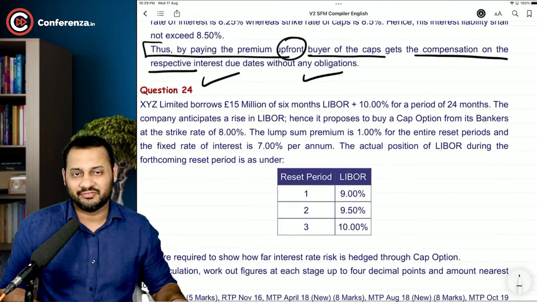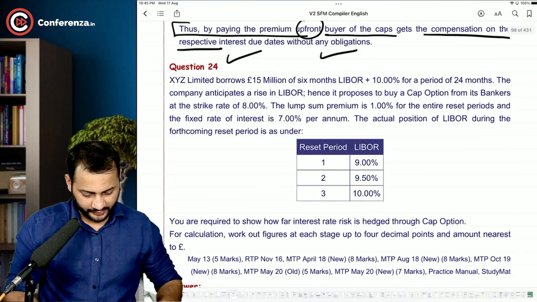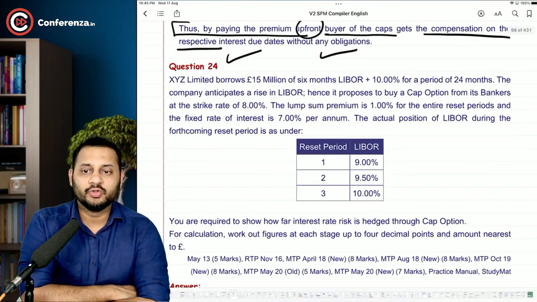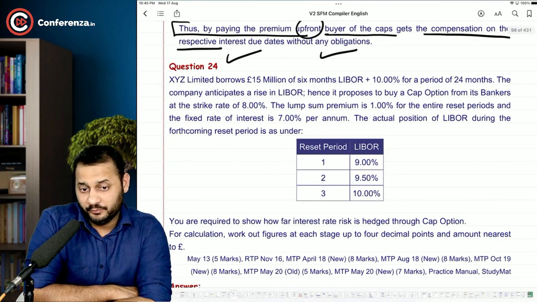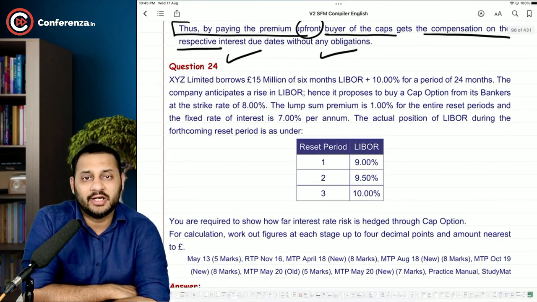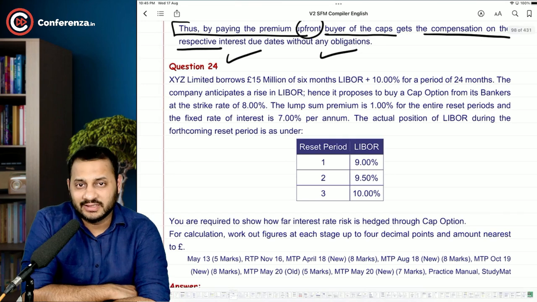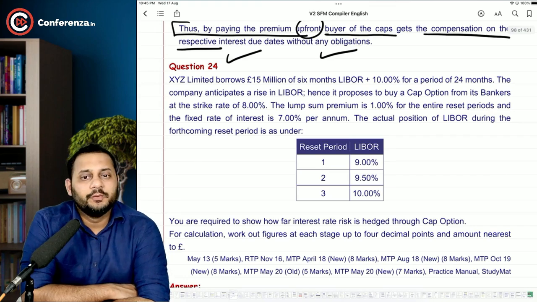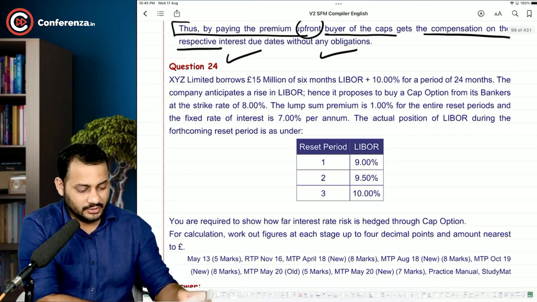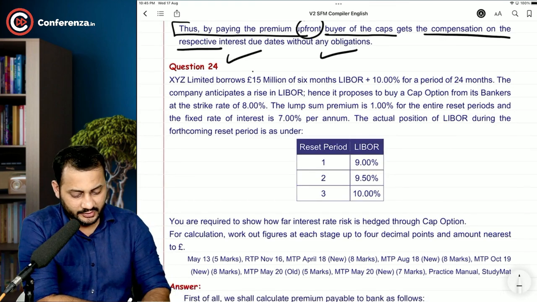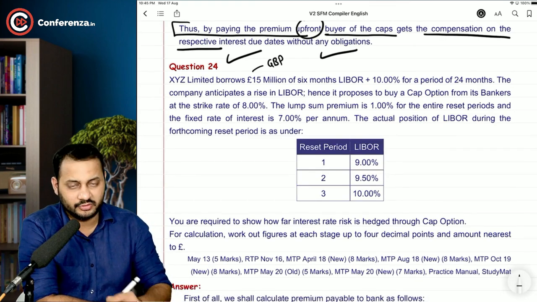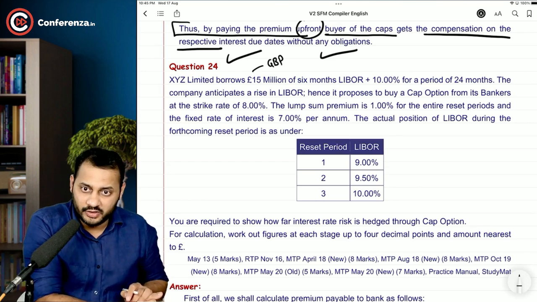Let's have a look at question number 24. XYZ Limited borrows 15 million pounds. Pound is the currency of the United Kingdom. We also call it England or Great Britain. So this pound has a code in the international market called GBP, the Great Britain Pound.